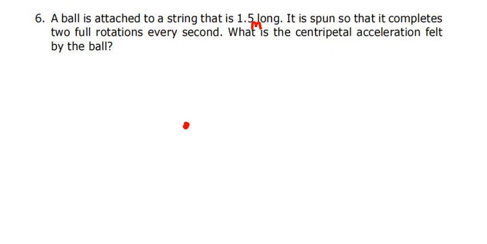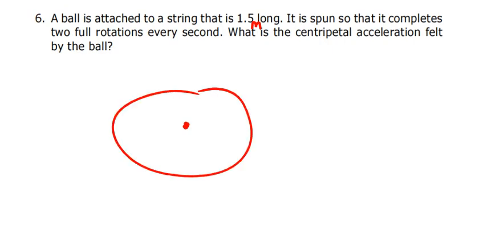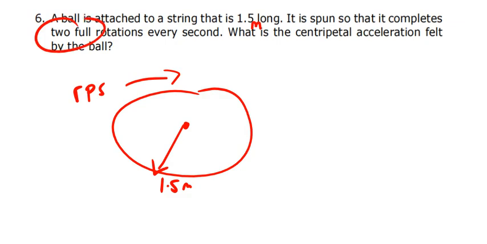So let's say this is the center and this ball is moving there. We've been given that it is attached to a string. Let's say this string is 1.5 meters. It is going to be rotating as it is moving, so this will be revolutions per second. We are told 2 full rotations every second, so I'm going to say 2 revolutions per second. Now it is moving, and let's say it has reached here and it is accelerating. They're asking us to find the centripetal acceleration.